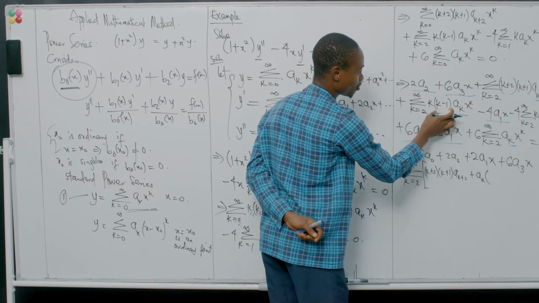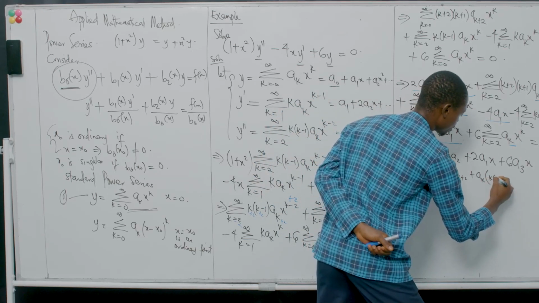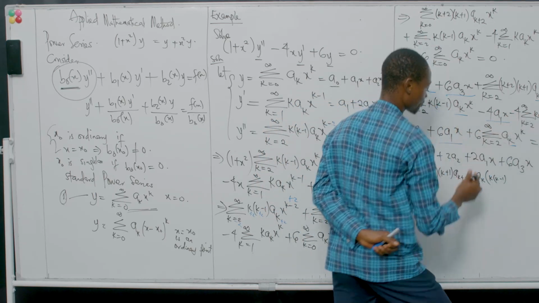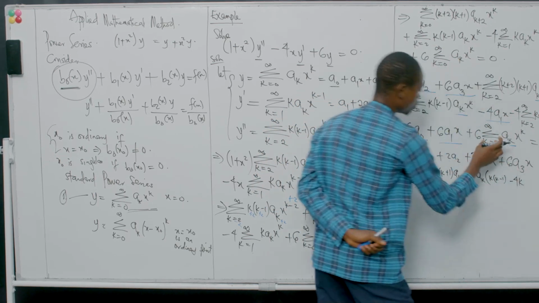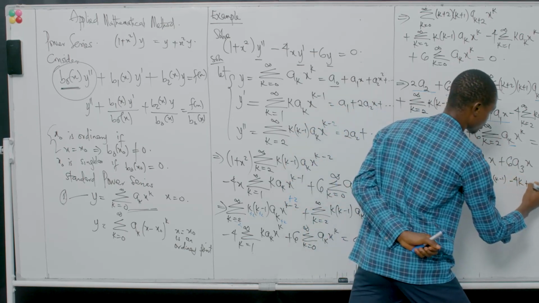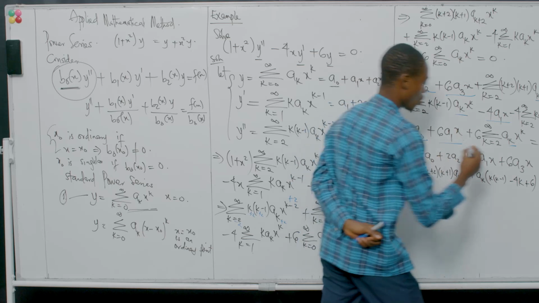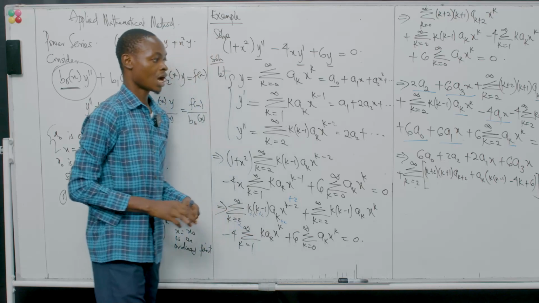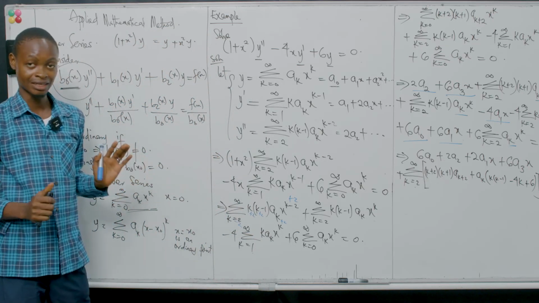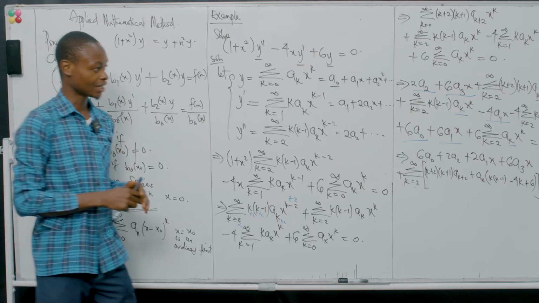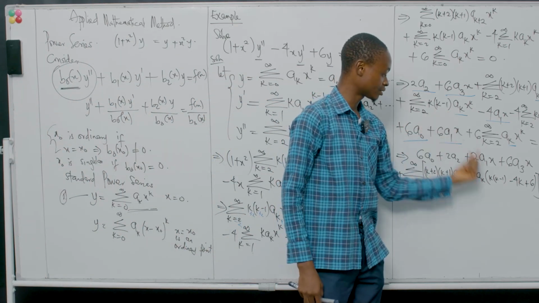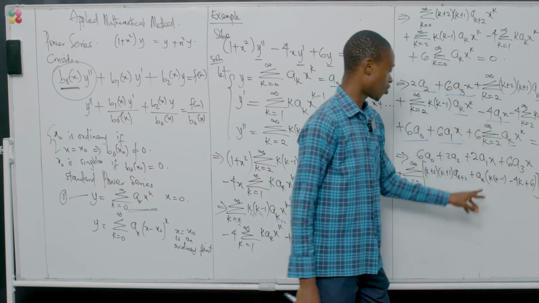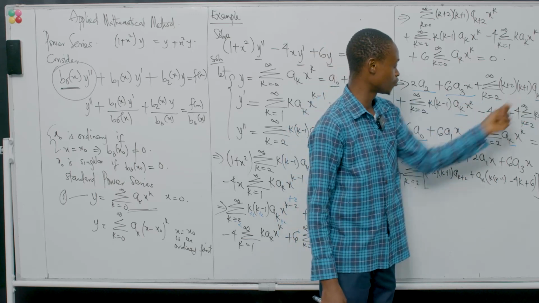Now, this one will come first: k into k minus 1. That's this one. This one is minus 4k. This one is plus 6. Are we together? All of them are x^k. I hope it's clear. So k into k minus 1, minus 4k, plus 6. All of them multiply a_k, and therefore the a_(k+2) you have is this one.